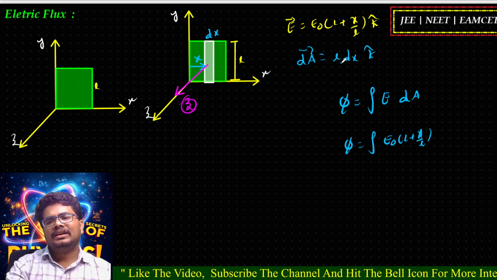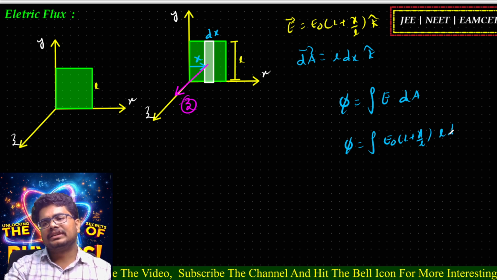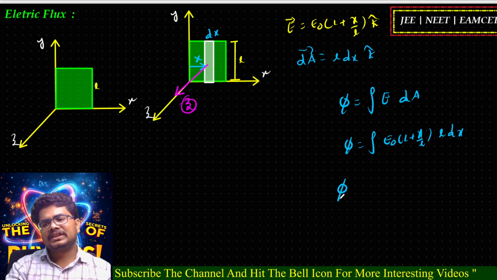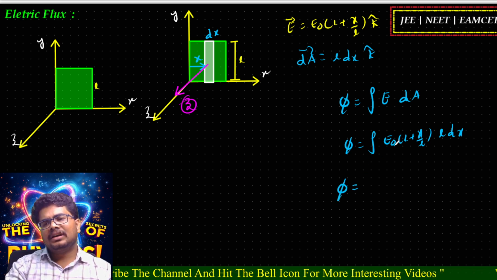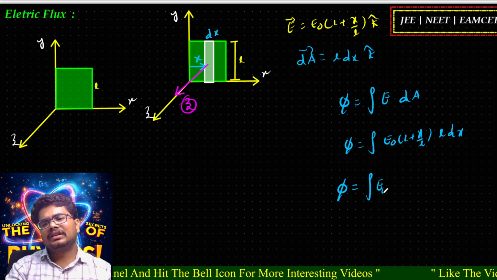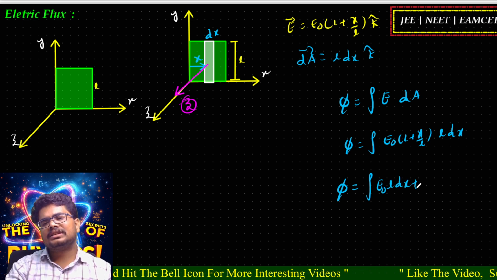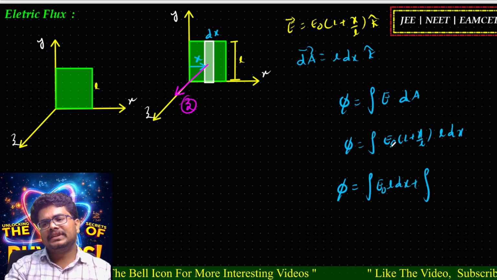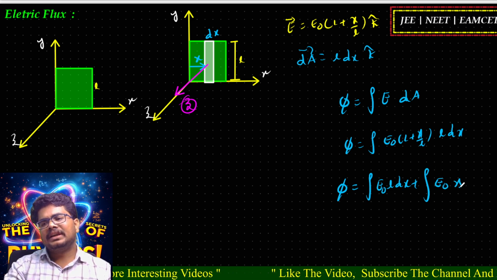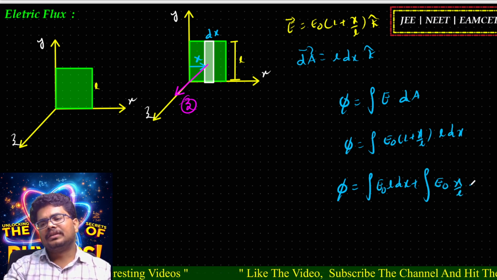What can we write? L into dx. Now open the bracket, integrate. That's it, we will get the answer. So flux phi equal to E naught will go inside, L dx also will come. So what will we get? E naught L dx plus the integral, multiplying E naught also with the second term, L dx also with the second term. What will we get? E naught x by L into this component L dx.